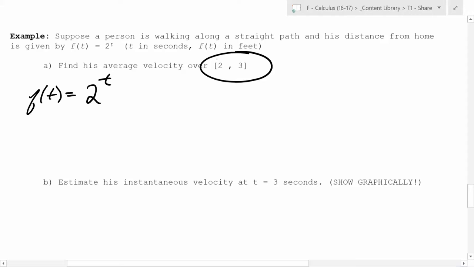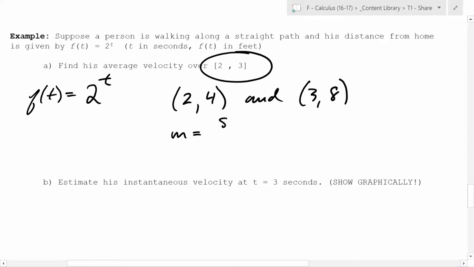Those are x values. So if we want to find the average velocity, you want to find the slope between 2 points. Can someone raise their hand and tell me what the first point is? 2 comma 4. And Natalie, what's the second point? 3 comma 8. How'd you get 8, Natalie? 2 cubed is 8. Can you tell me how to find the slope between those 2 points? 8 minus 4 over 3 minus 2. Yes, which is 4.